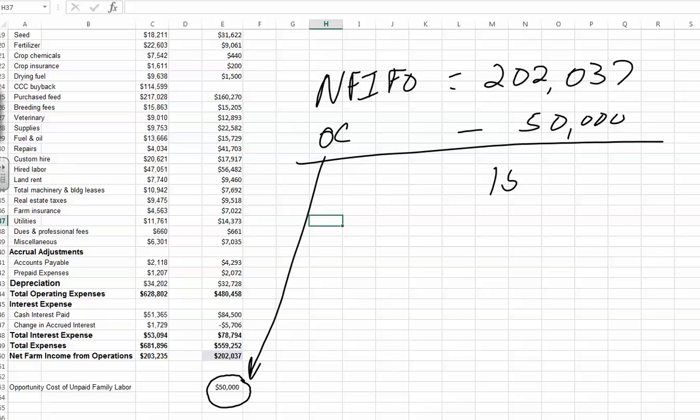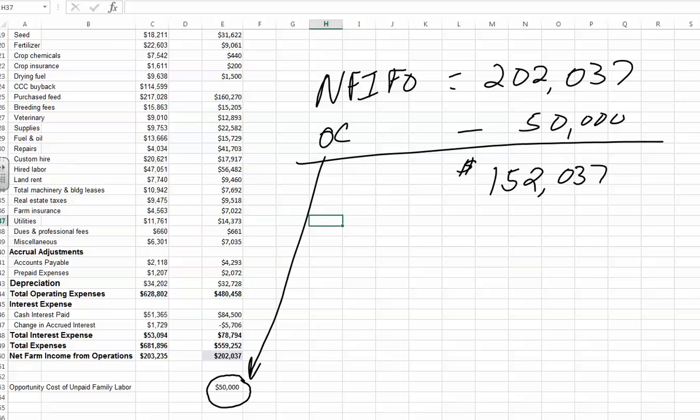When you made that subtraction, you get $152,037. Now we've got an estimation of the farm profit with an allocation for unpaid family labor. Now remember, that's not an actual cash payment. It's just representing what that labor would be worth somewhere else. So now the 152,037 is a return to the investment by the farm manager, because we have taken part of the net farm income from operations and allocated a portion of that to the unpaid labor and management. So that's the first thing.